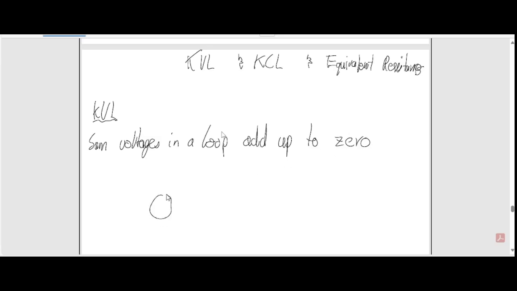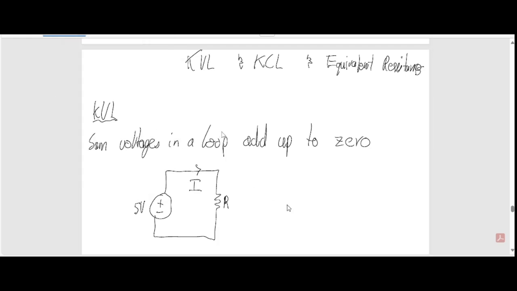So, a battery and a resistor, simple, right? You have a 5 volt battery and a resistor R, and we'll have a current, obviously. I don't know if you remember this simple form when I showed you the resistor and the current I flowing through it. So we have plus to minus.